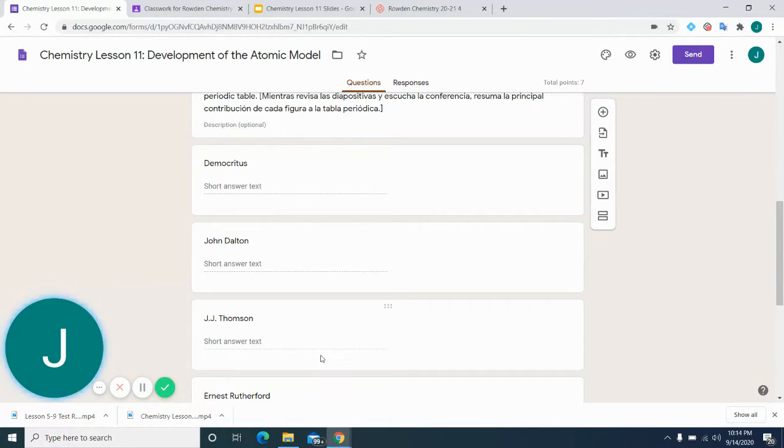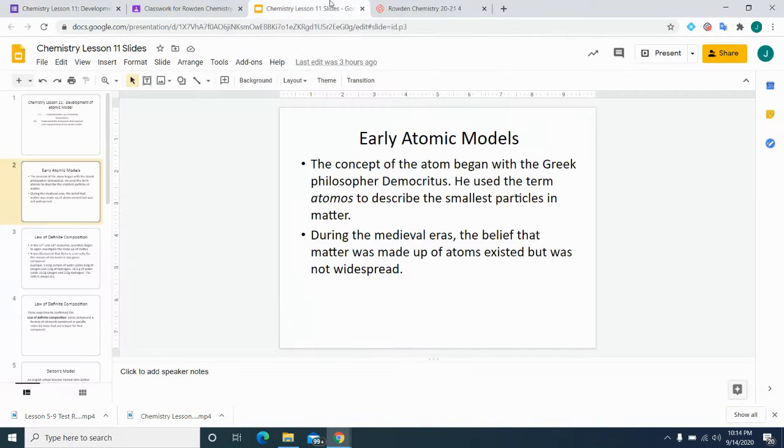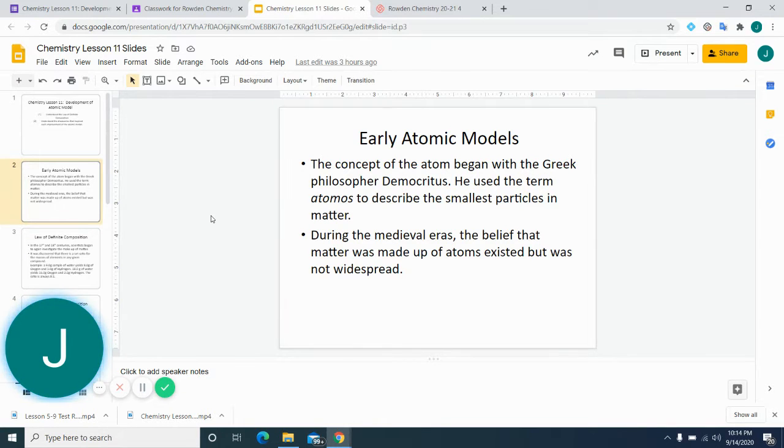So I'm actually not going to go back here and go through this. You can just jot these down as we go through these slides together. So we begin with the ancient Greeks, and there was a philosopher, Democritus, and so he used the term atomos to describe the smallest particles of matter. So really chemistry started as a philosophical principle, as an idea that all matter is made up of small particles.